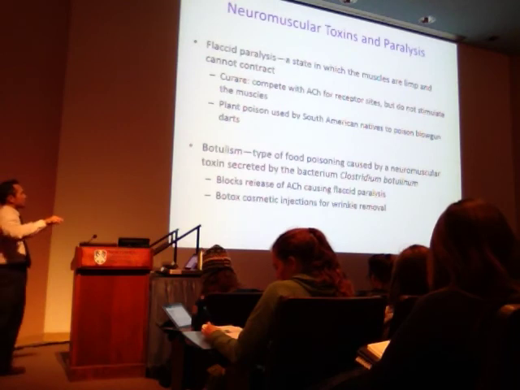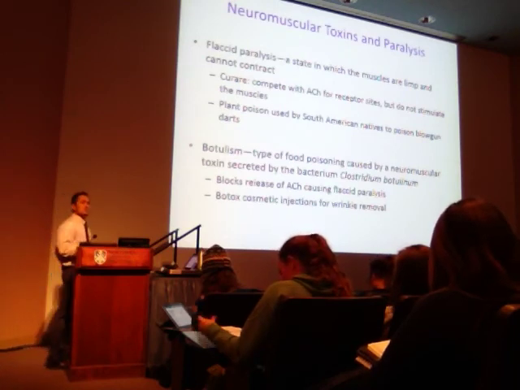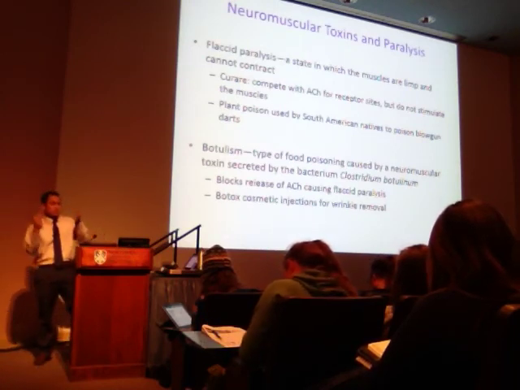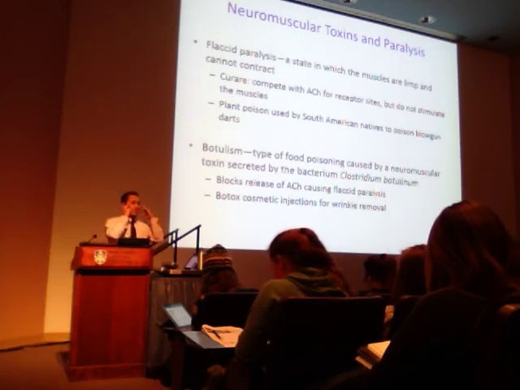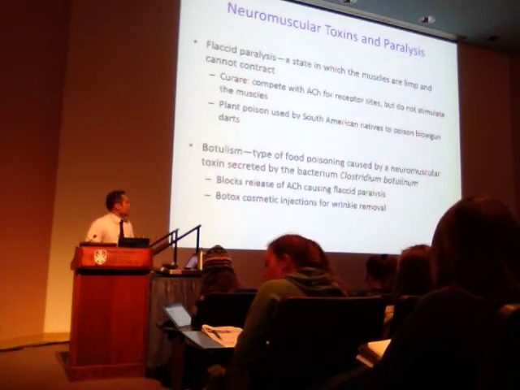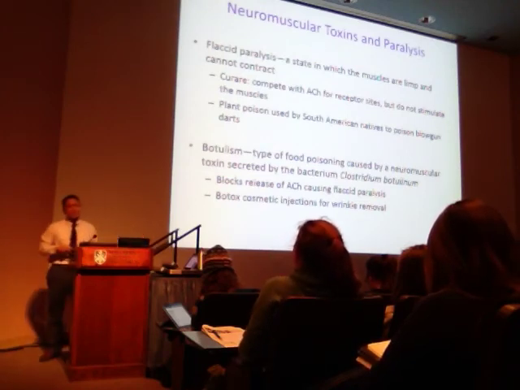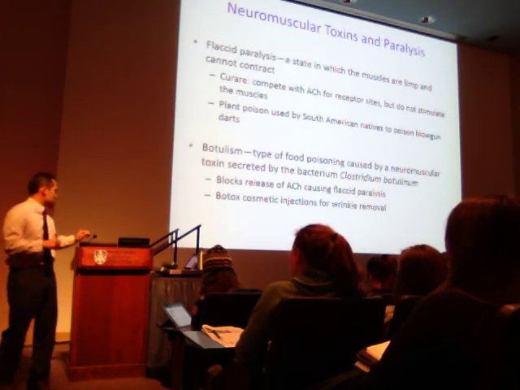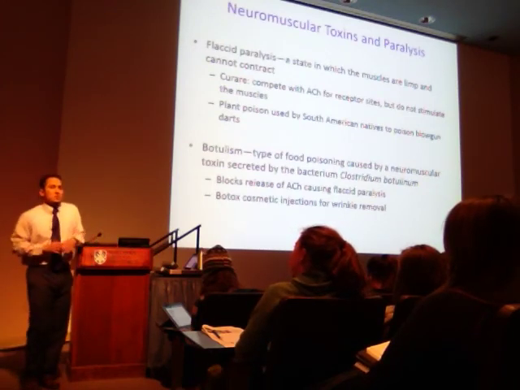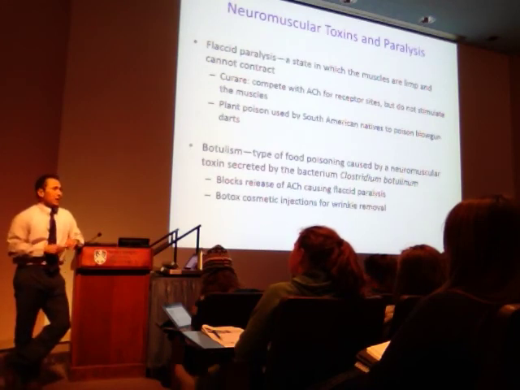And that causes flaccid paralysis. Flaccid paralysis means the muscles don't contract. If you're injecting them into the face, then you get relaxation of those muscles and the wrinkles disappear. Botox is also being used now. I think it's still considered off-label, but it's probably going to be soon on-label, meaning the agency will approve it. But it's being used to treat migraines.